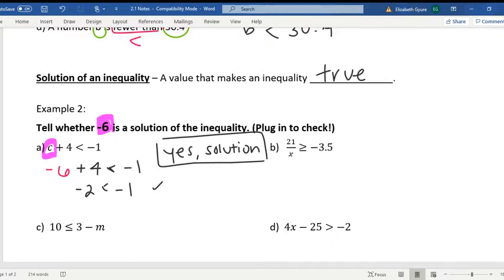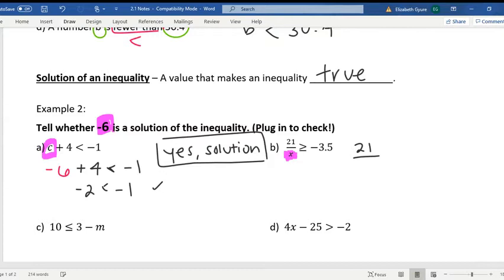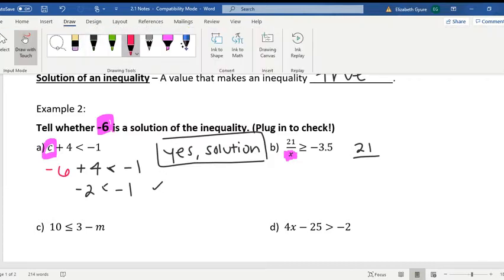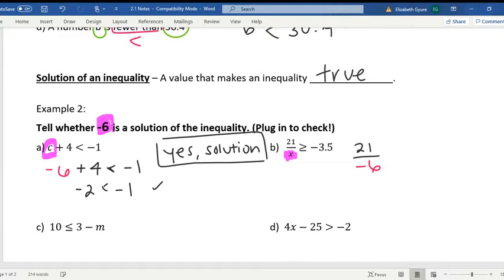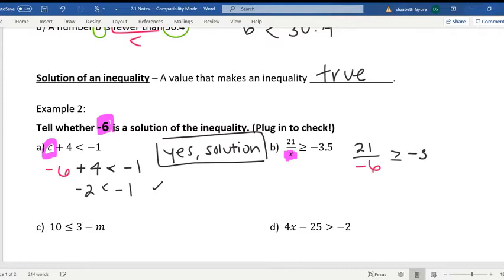Okay, so let's take a look at B. We want to take our -6 and plug it in for our variable, which is this x down here. So we're going to have 21 over, and then instead of x, we're going to replace that with a -6, and then is greater than or equal to -3.5. Okay, so now 21 divided by -6, is that going to be a nice, pretty whole number? No, that's not going to work out nicely.